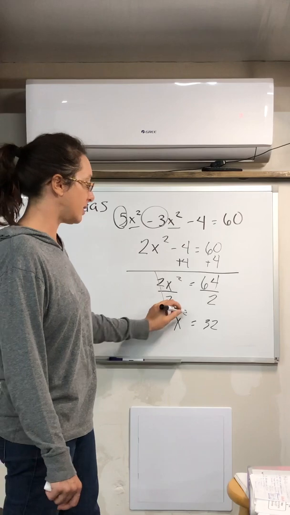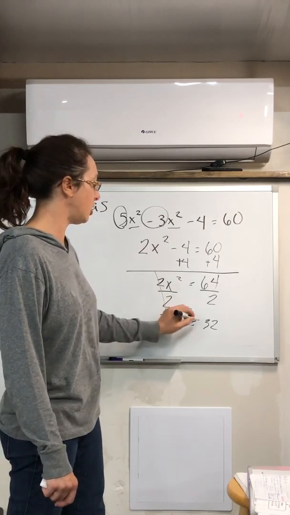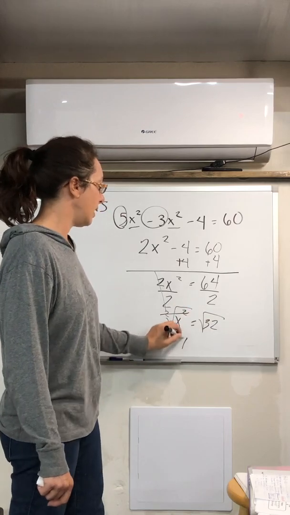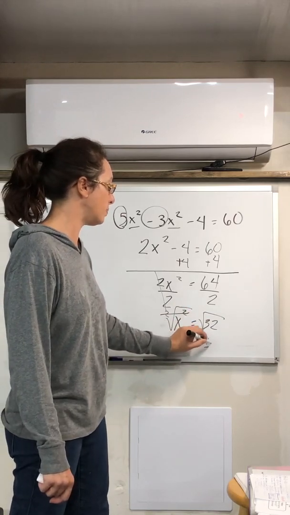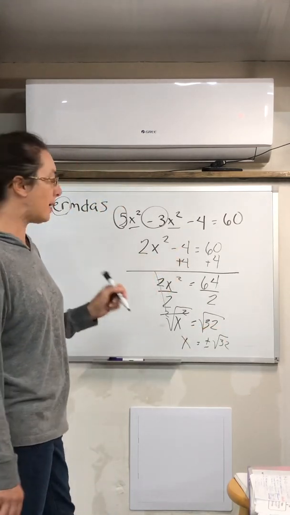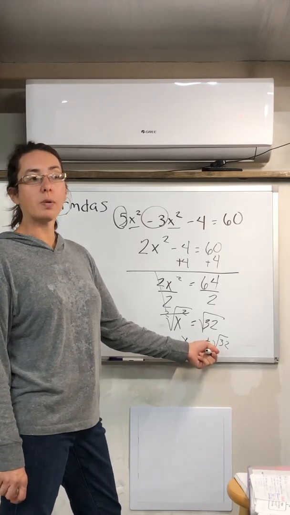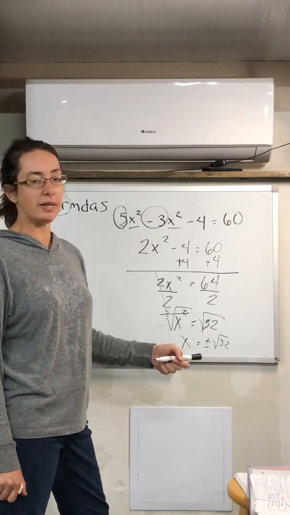I want x, not x squared, so we take the square root. I have to, I need to, take the square root. X is equal to plus or minus the square root of 32. Now, what we want to think about here is, this is an appropriate answer. However, we always want to simplify that all the way down.